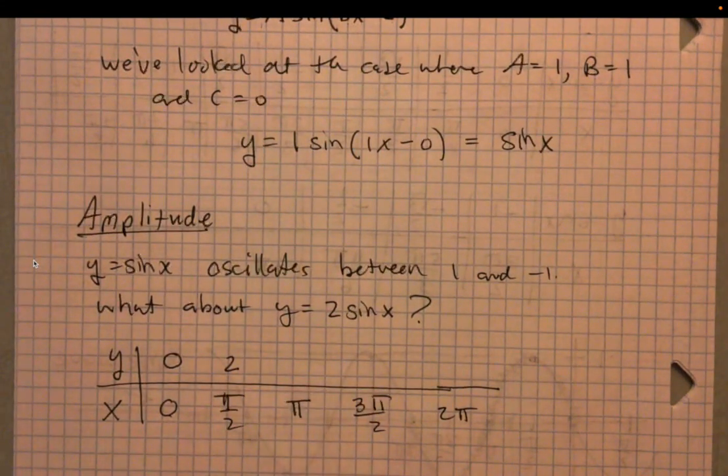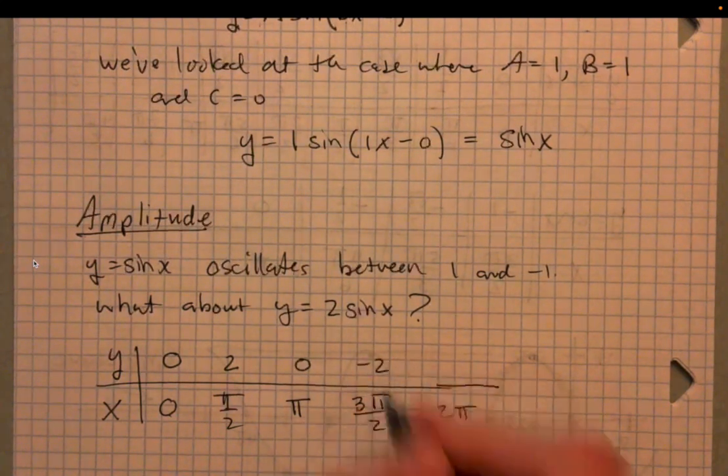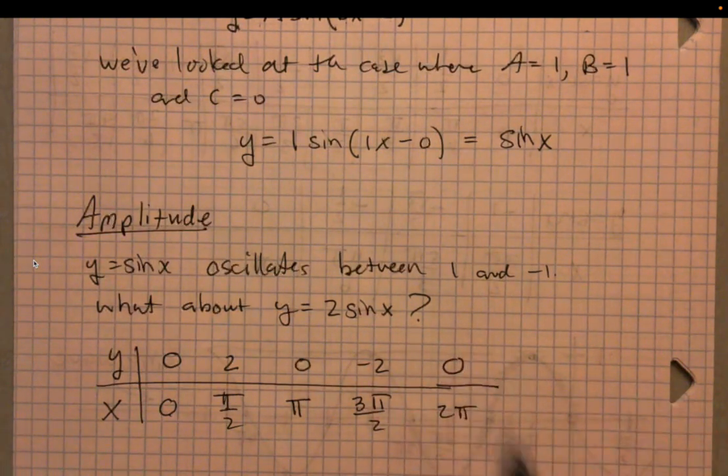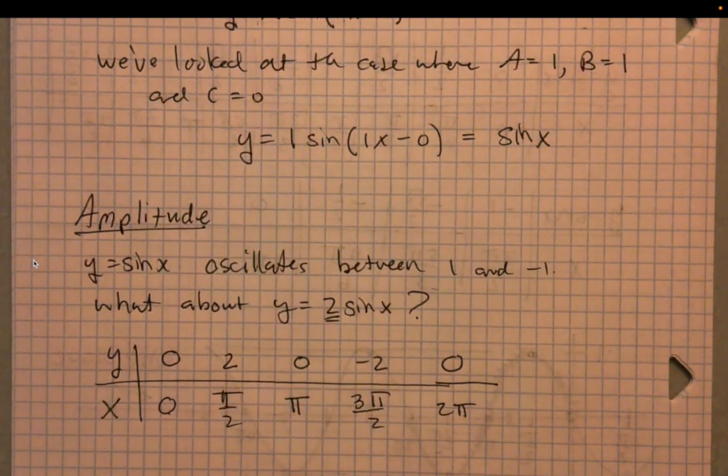Sine of pi is again 0, and so I'm going to get a 0 here. And the sine of 3 pi over 2 is -1, so -1 times 2 is -2, and then back to 0. Okay, and so it appears as though plugging in this 2 in front of the sine is basically going to make the maximum values of sine larger and smaller, depending on how you're thinking about it, further away from the y equals 0 axis.